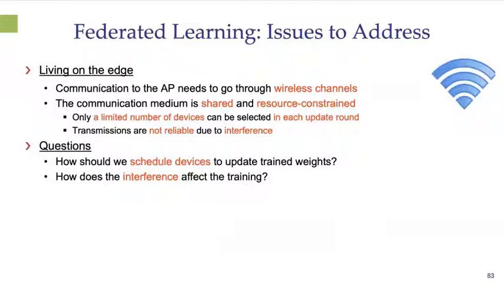Now, what are some issues that come up here? Well, because this is a wireless network, the communications from the end user devices to the edge device or access point need to go through wireless channels. So the communication medium is shared and resource constrained. Because it's resource constrained, only a limited number of devices can be selected in each update round. And because it's a shared medium, there's going to be interference, so the transmissions may not be reliable for that reason. So two questions arise that we're going to address in this part of the tutorial: how should we schedule devices to update the trained weights? And how does interference affect the training?